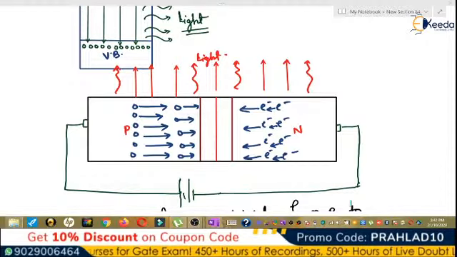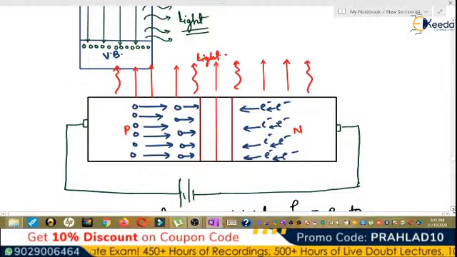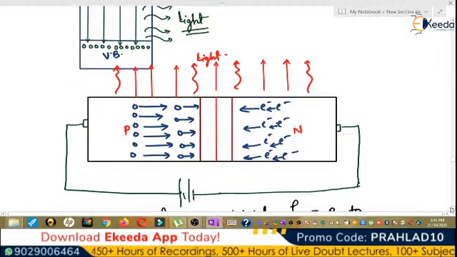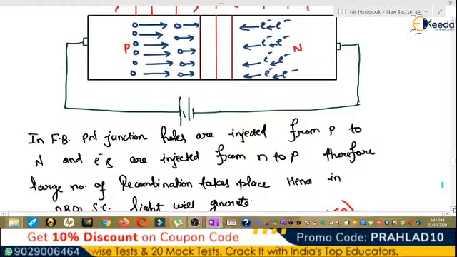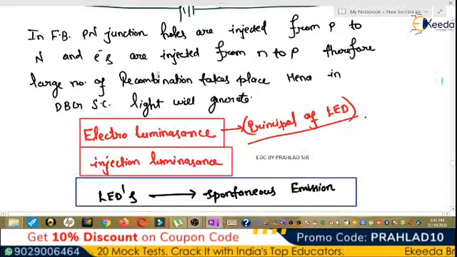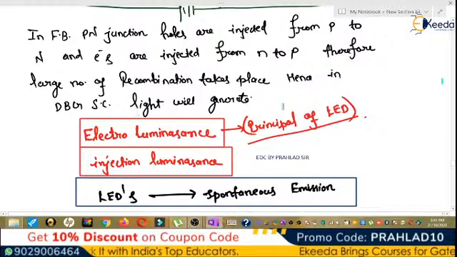Due to the large number of recombinations, there will be a large number of photons incident from the diode. Then the light is generated. So in a forward biased PN junction, holes are injected from P to N and electrons are injected from N to P. Therefore, a large number of recombinations take place. Hence, in direct band gap semiconductors, light will be generated.